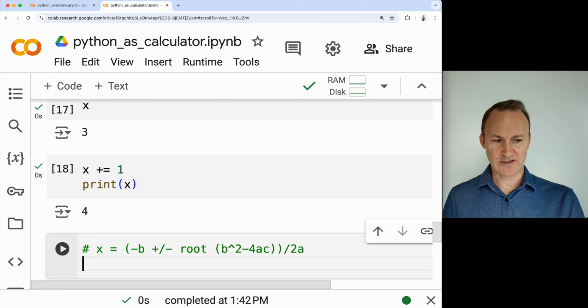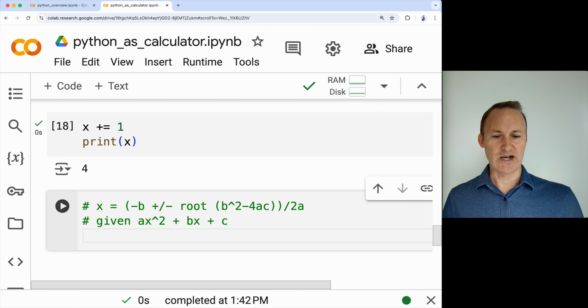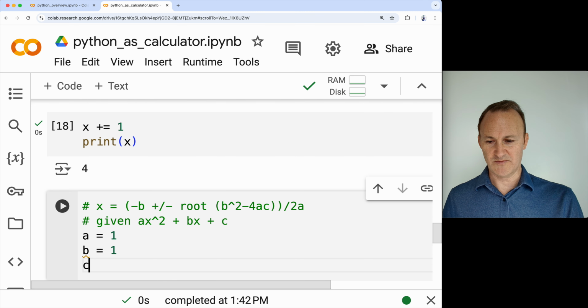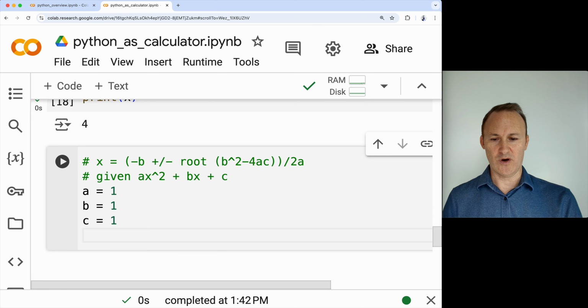And so what's this a and b and c stuff? Well, that's given what? It's given that you have some quadratic ax squared plus bx plus c. Okay, so what we're going to do now is we're going to plug in values. We're going to let a equals 1, b equals, we'll make it simple, we'll make them all equal to 1. Okay, and how do we now figure out what x is? So we're solving the quadratic x squared plus x plus 1 equals 0.